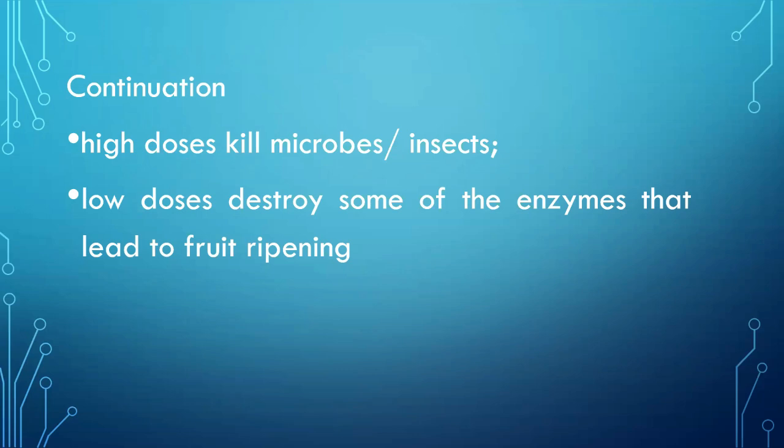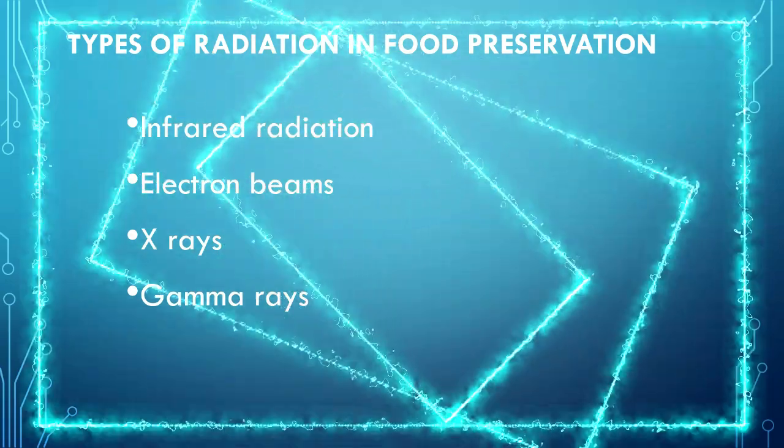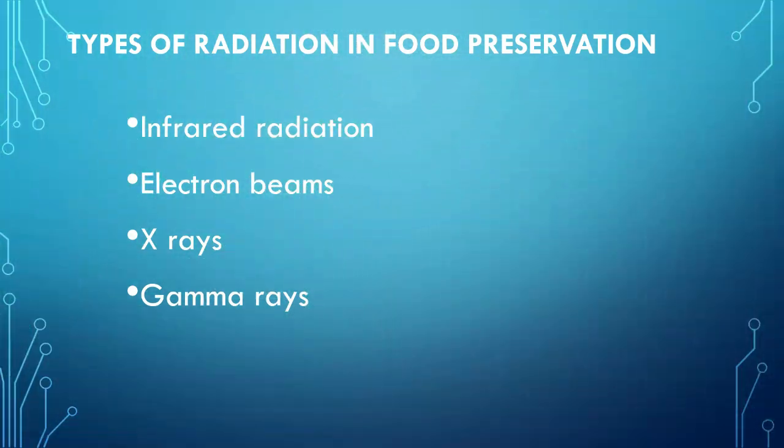Now coming to the types of radiation, there are various types of radiations, and in this video, we are going to discuss only infrared radiation, electron beams, X-rays, and gamma rays. Among these radiations, some types can be controlled. That is, the production of the rays can be controlled at our will, whereas with some radiations, once the isotopes start emitting, we can't control them.